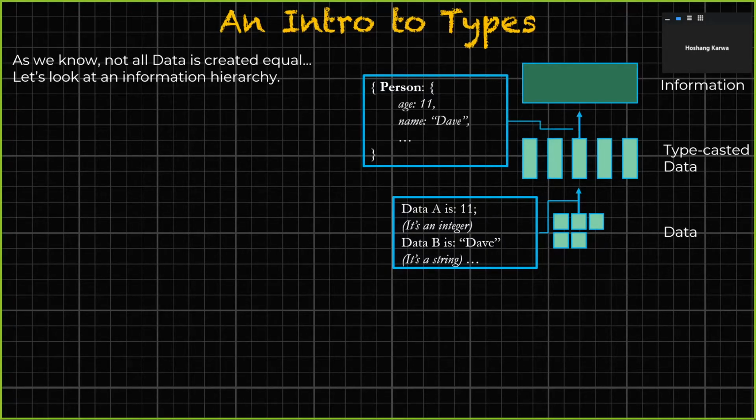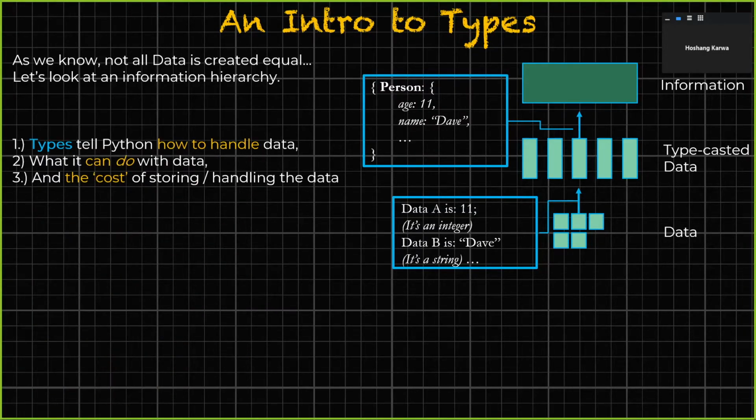When we're typecasting, when we're associating the type of data it is, then we're saying 11 is a number or an integer. Dave, those letters together, are a string. It's a collection of letters or words. And that's what data types are. It's telling us how the data we're receiving can be categorized at the most basic level.